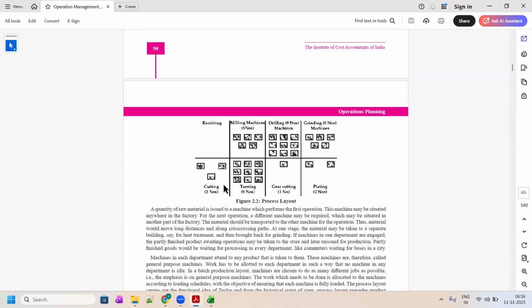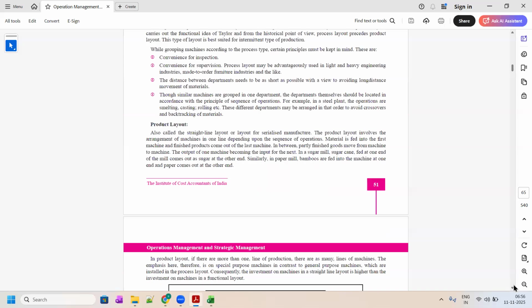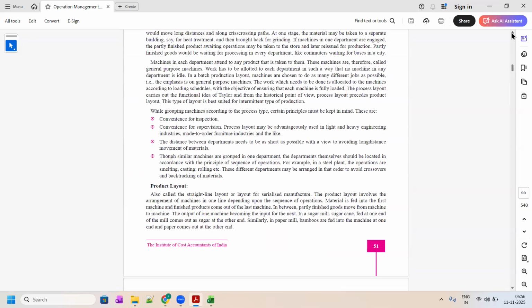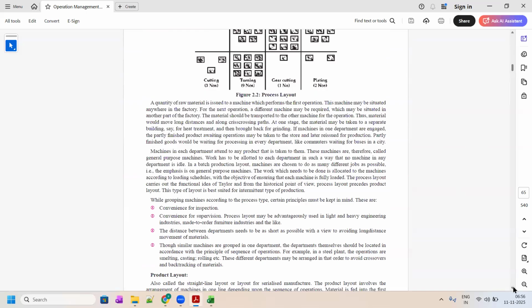Here you can see the example. The advantage of using process layout is that it is flexible for different products, and equipment is easily adjusted for new jobs. Disadvantages can be that the material moves long distances between departments, and scheduling and supervision can sometimes be harder. So this is about process layout. This cannot be used for mass production. It can only be used for some kind of customized production. There the process layout probably looks better.